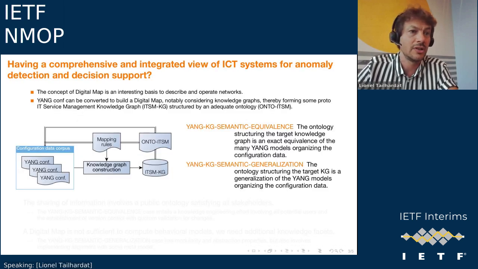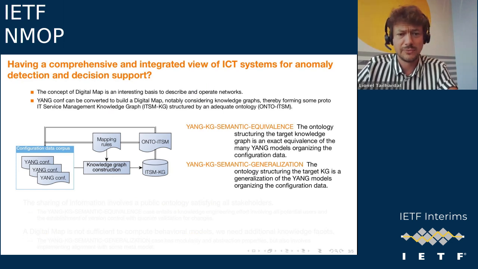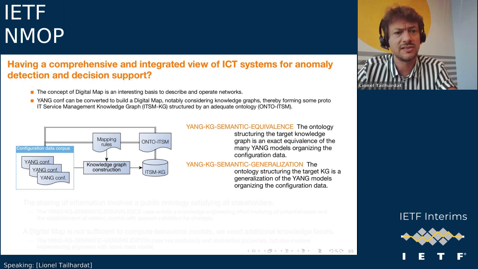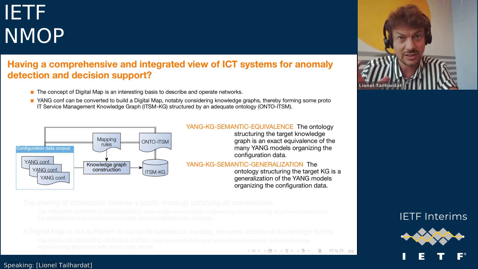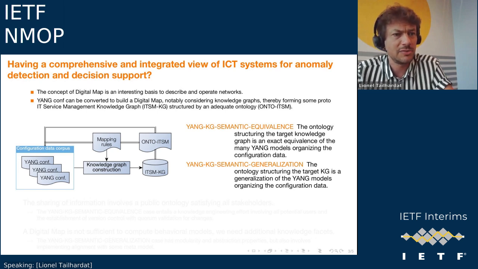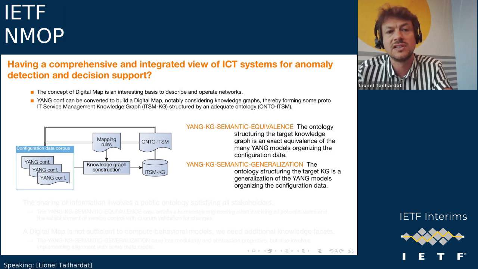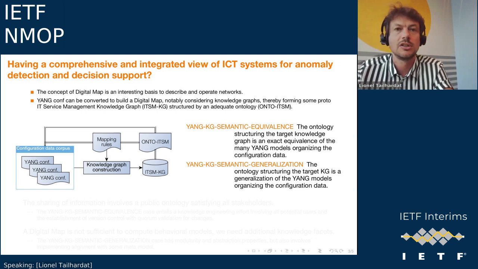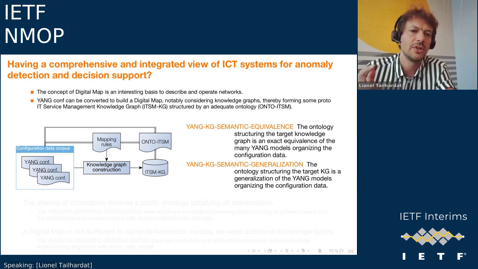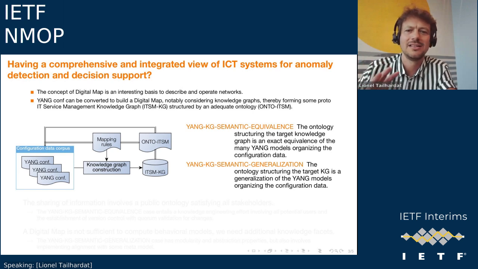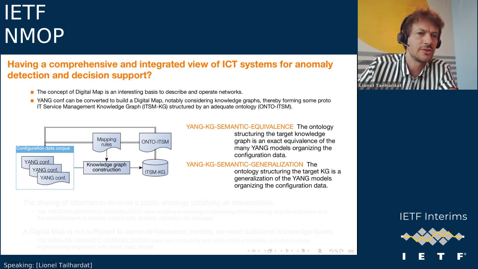So again, can we have a comprehensive and integrated view of ICT systems for anomaly detection and decision support? And spoiler alert, yes, but it will involve making design choices and additional work. Indeed, what we can start from is the concept of digital map. That is an interesting basis to describe and operate networks, but also YANG configurations that can be converted to build a digital map, notably if we consider a knowledge graph. So how do we do that? The combination of these two, the digital map and the YANG config, will yield some proto IT service management knowledge graph, or ITSM knowledge graph in short, as I show in the middle of the slide.